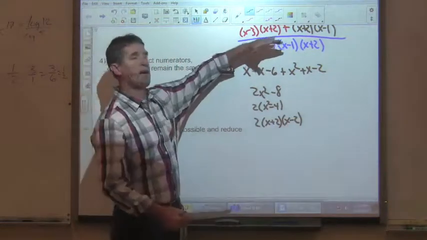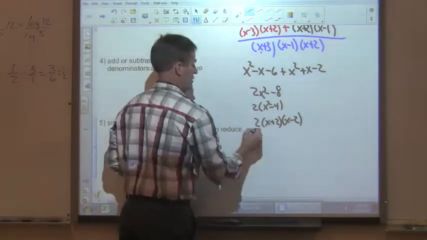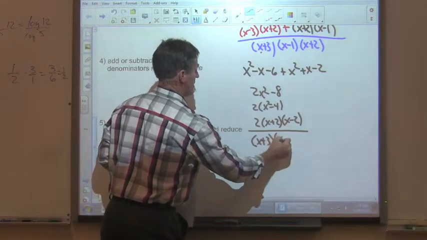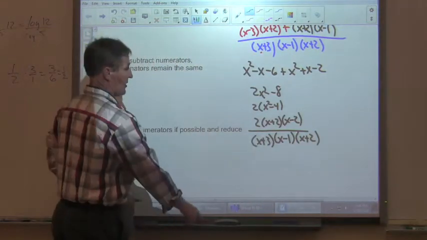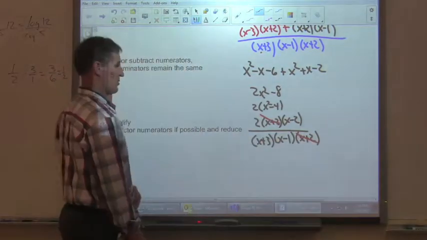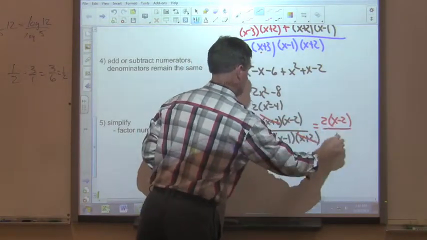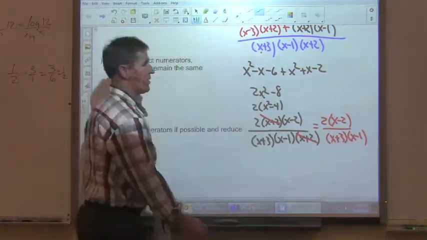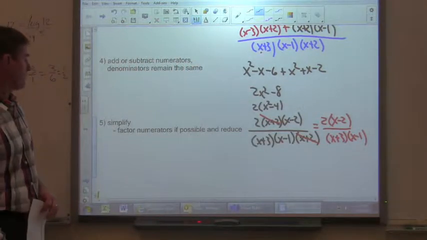Now, this whole time I've dropped that denominator just because I don't want to have to write that every time. It's still there, and so now we put it back into the problem: x plus 3, x minus 1, and x plus 2. And now we look for any common factors. In this case, I can cancel the x plus 2s. And so my final answer is 2 times (x minus 2) over (x plus 3) times (x minus 1). You don't need to distribute that because we factored it to see if we can cancel anything. So just leave it in that form.